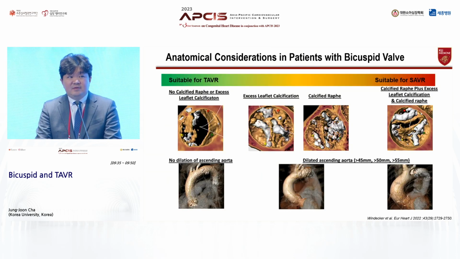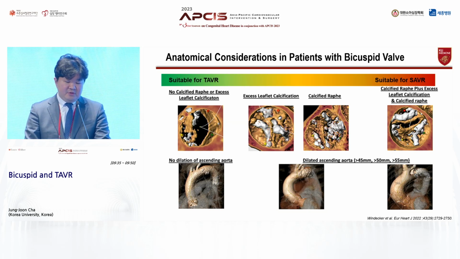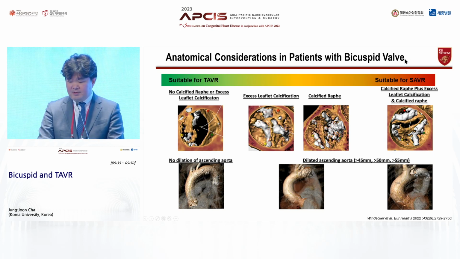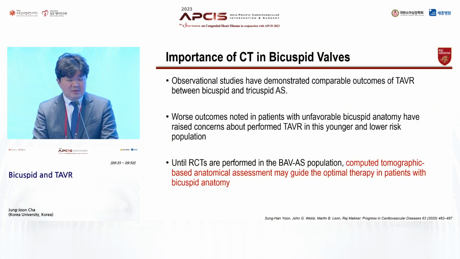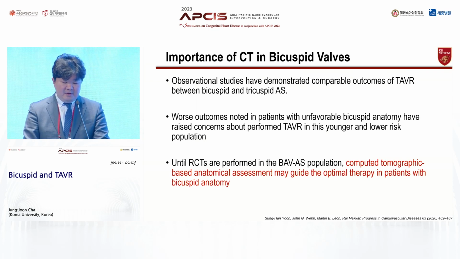But the CT has provided valuable information. No calcified raphe or excess leaflet calcification, or no dilatation, is the green zone for TAVR in bicuspid aortic valve. But the red zone, calcified raphe plus excess leaflet calcification, and calcified raphe with a dilated ascending aorta, may be preferred for SAVR. So CT is important for the bicuspid aortic valve, because computed tomographic-based anatomical assessment may guide the optimal therapy in patients with bicuspid anatomy.